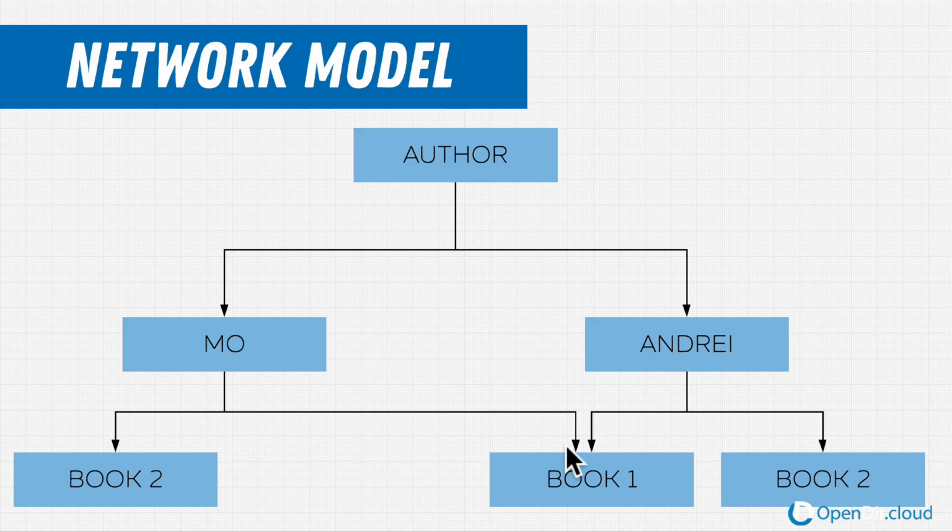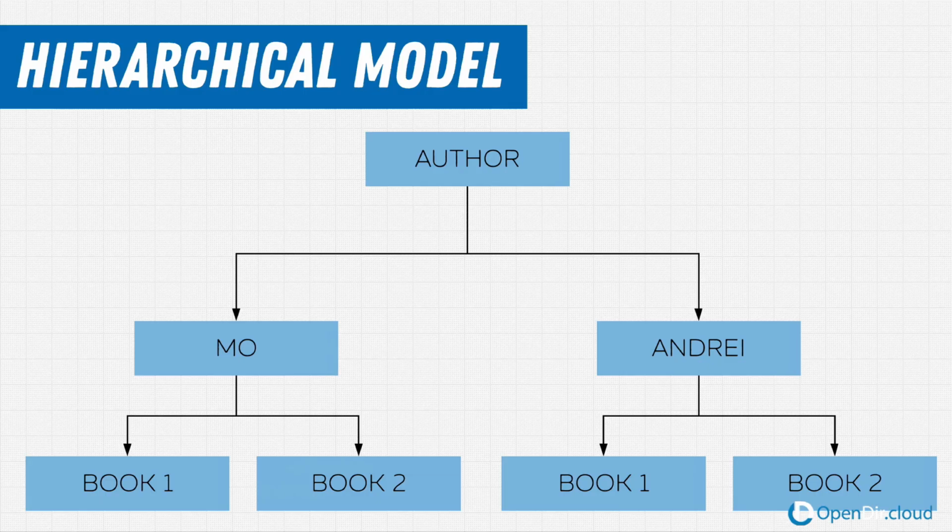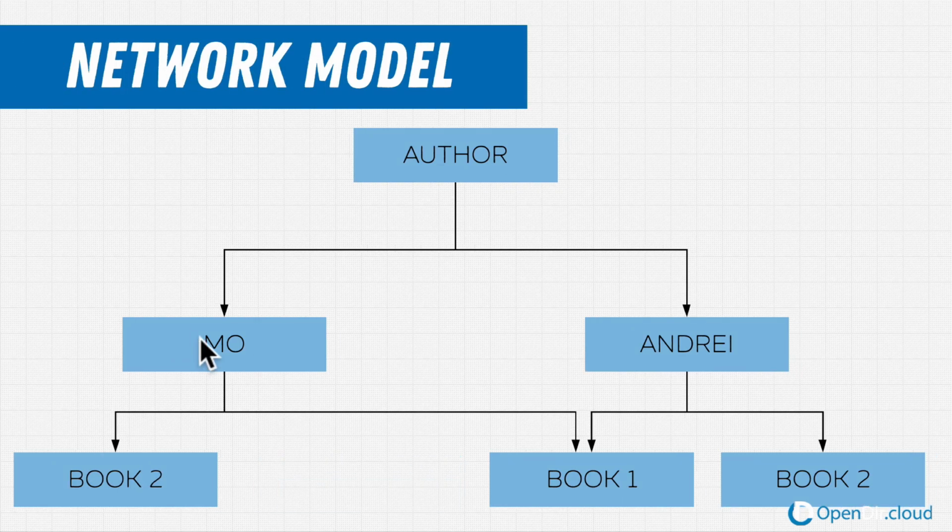Let's solidify that a bit more and go back to the hierarchical model. So what we said here is that each and every parent can have multiple children, but each child could only have one parent. Because of that, we couldn't do things like have a book be co-authored. So because the networking model expanded on the hierarchical model and allowed the many-to-many relationships, it became a bit more complex to manage your data.